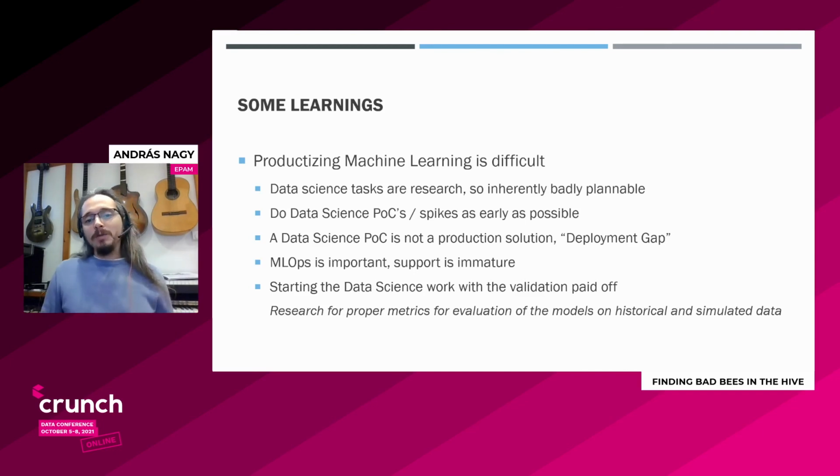And finally, we can confirm as a good learning that starting the data science work with building the validation code did pay off, because it allowed us to progress faster on research tasks. It is like test-driven development applied to data science, and it did pay off. So I summarize that as starting with the research for proper metrics for evaluation of the models on historical and simulated data. And that actually worked well.